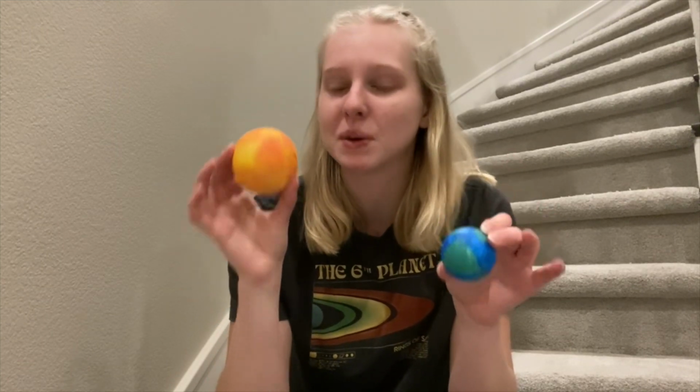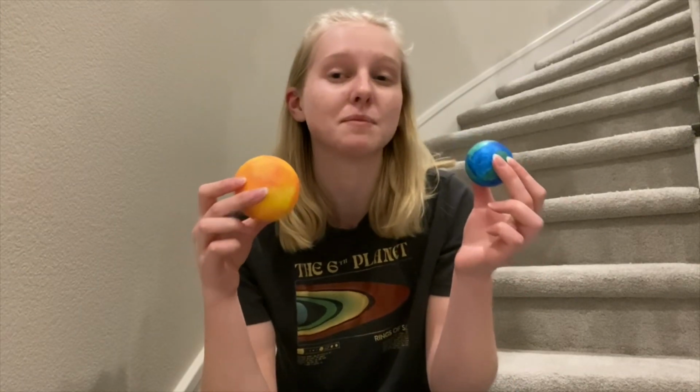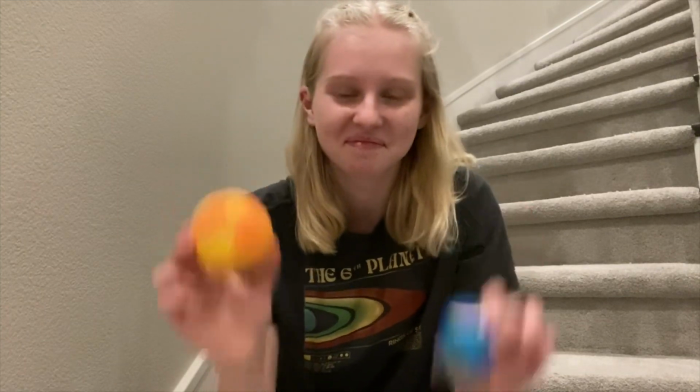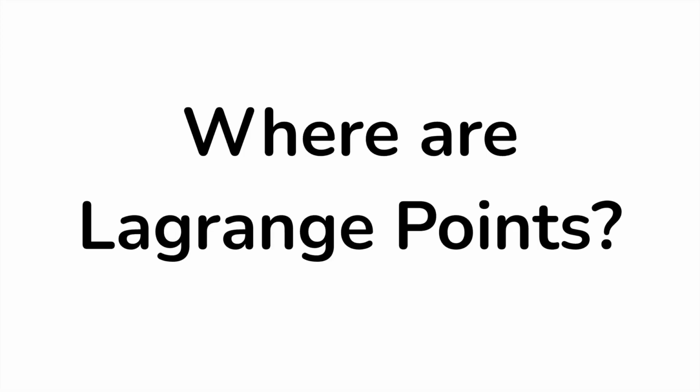Perfect. Now, there's one more condition to go over before we can look at where these points are. The mass ratio between the larger mass and the smaller mass has to be at least 24.96. There are a lot of different bodies in our solar system that obey this condition, most notably the Sun and the Earth. Now, where do we find Lagrange points?